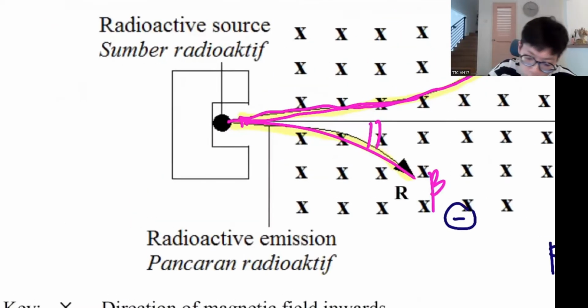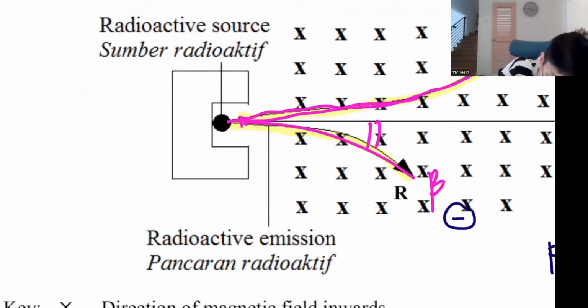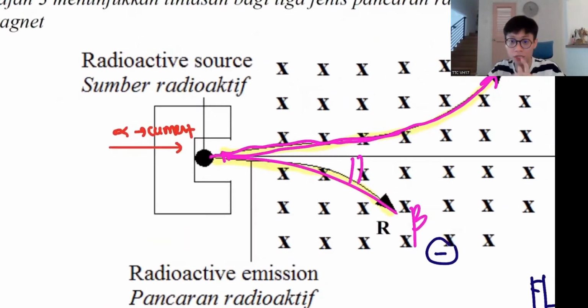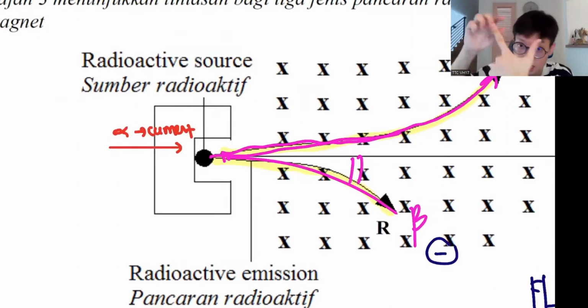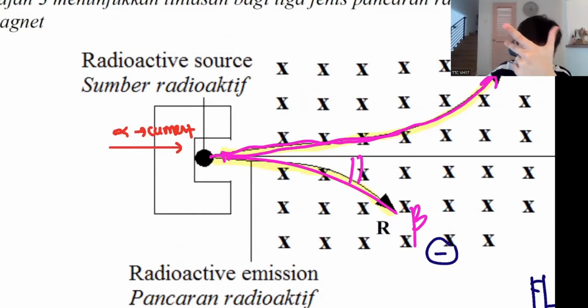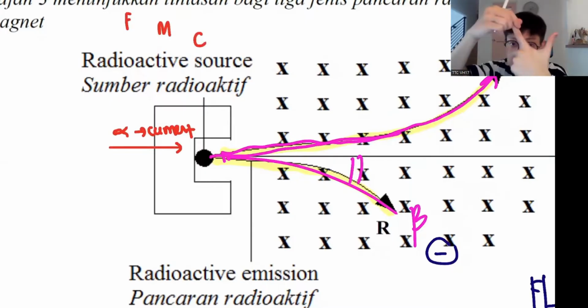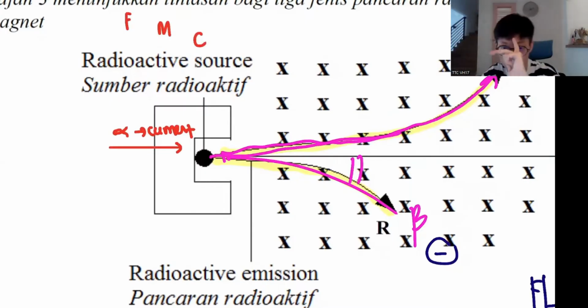Remember, when alpha is emitted, alpha means it is the same direction as the current. The cross means the magnetic field enters. This is Fleming's left-hand rule. We have force, magnetic field, and current: Father, Mother, Children, FMC. If the magnetic field enters, cross means it moves away from you. So my current is moving to the right-hand side.